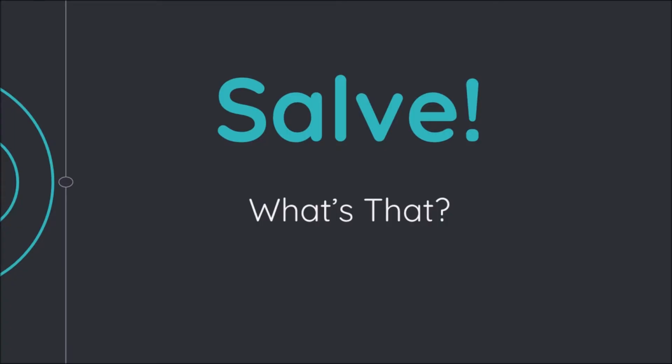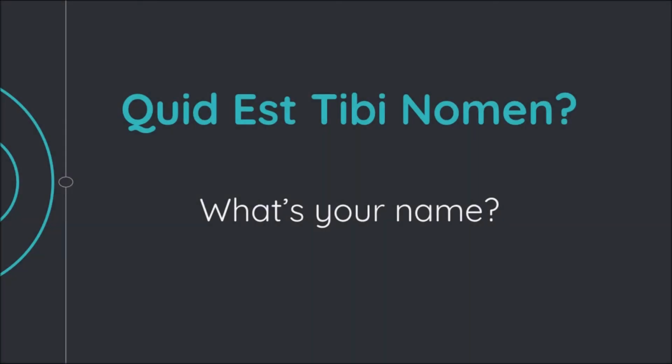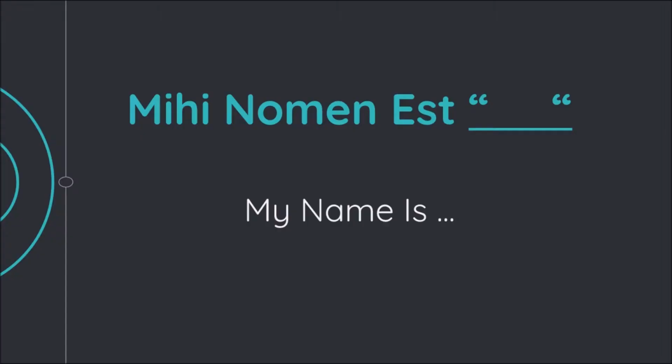Next, we will be reviewing some simple conversation. As you recall, salve means hello or greeting. Salvete is the plural. Quid est tibi nomen means what is your name? And the reply is mihi nomen est, and then your name. My name is your name. Remember, mihi means to me, nomen, a name, and then est is. So to me, a name is, and then that would be your name. So that is fairly cool.